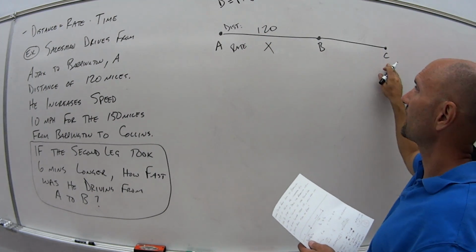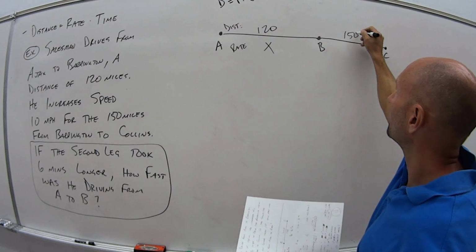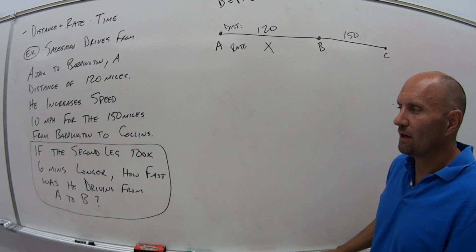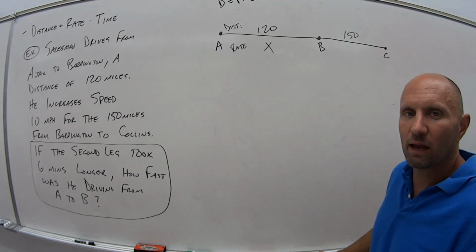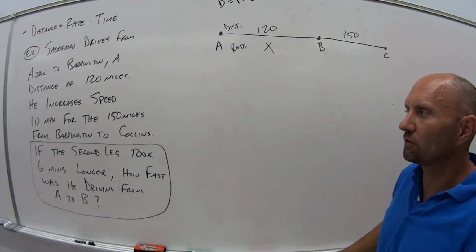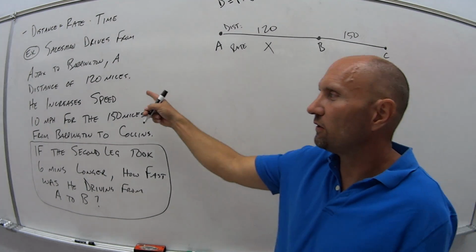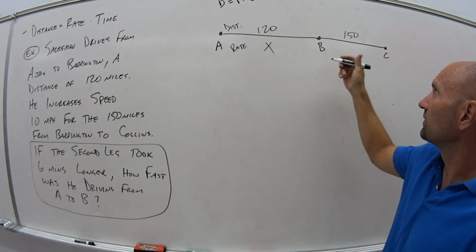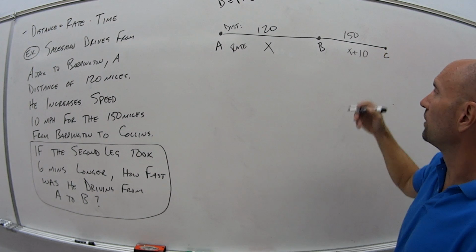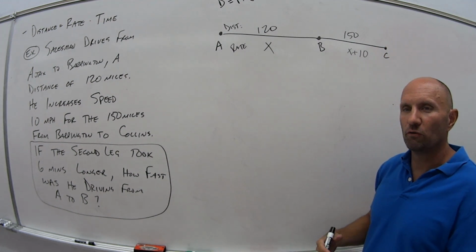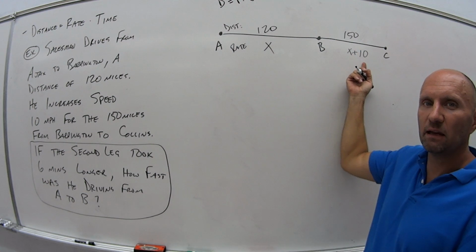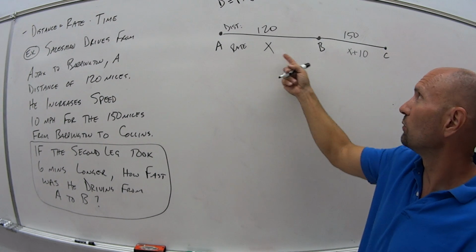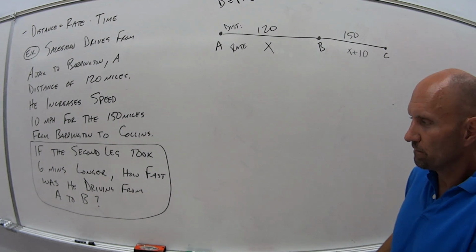From Barrington to Collins, the distance is 150. How fast was he going from Barrington to Collins? We could call it y if we wanted to add another variable, but that's making it messy. What we know is that his speed was 10 miles an hour more than the first leg. So if this was x, this would be x plus 10. If he was going 15 miles an hour faster, x plus 15. If he was going 10 miles an hour slower, x minus 10. So we can relate these two speeds together.